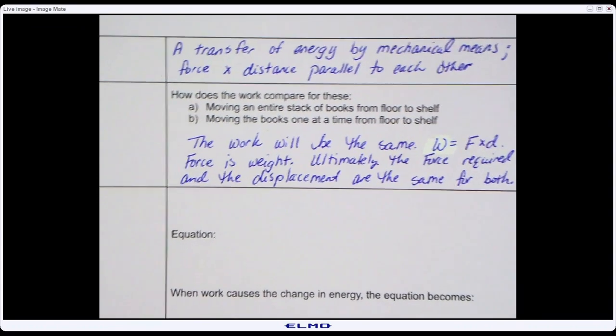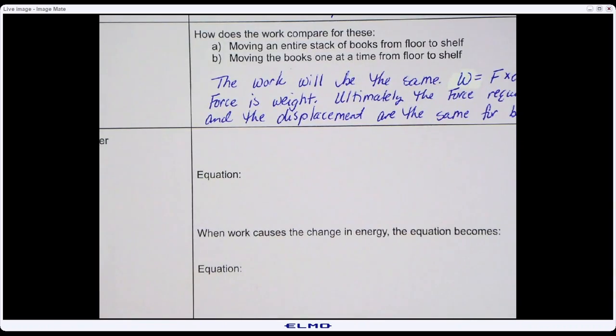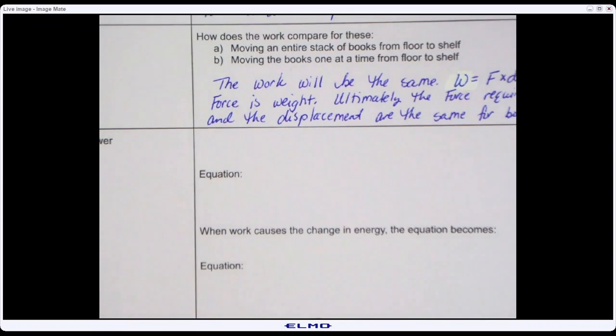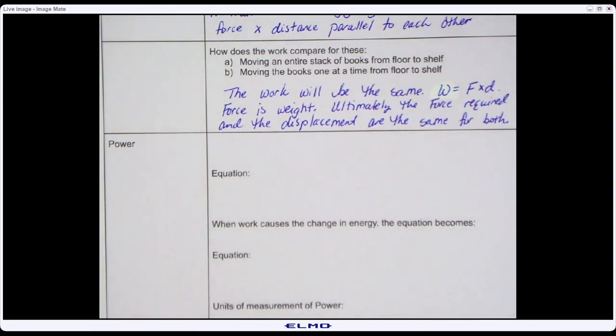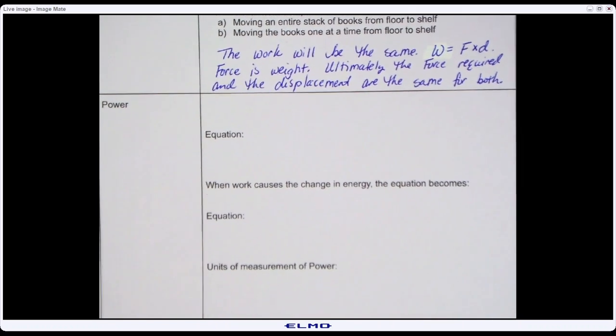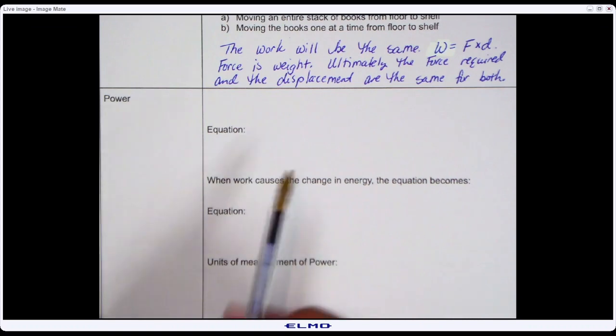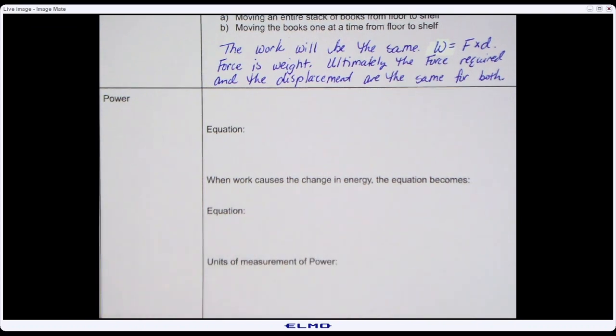Okay, if you've got that, you can go ahead and set up the next part. The next part is for power. Up here, I'm going to have a definition of what power is, write the equation, and then have the rest of this.